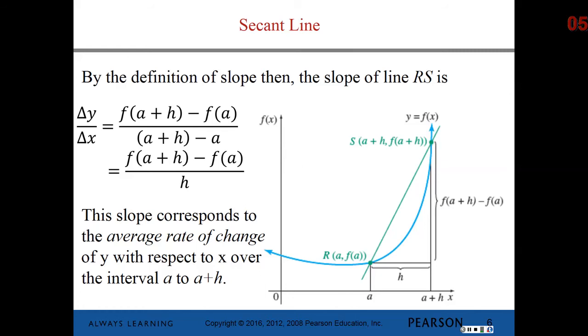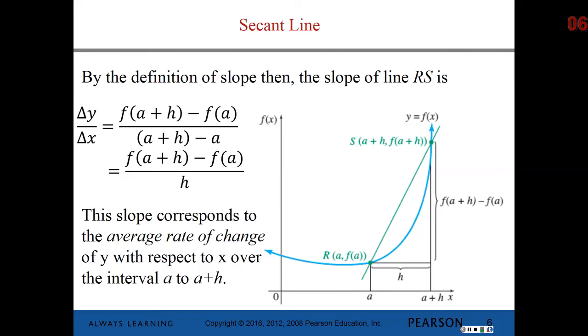Now, by the definition of slope, the slope of line RS is change in y over change in x, which is f(a) subtracted from f(a plus h), because f(a plus h) is bigger, over a subtracted from a plus h, because again, a plus h is larger in magnitude. And since a plus h minus a leaves us with just h, then basically h is just the difference in the x values. And this slope corresponds to the average rate of change in y with respect to x over the interval from a to a plus h.